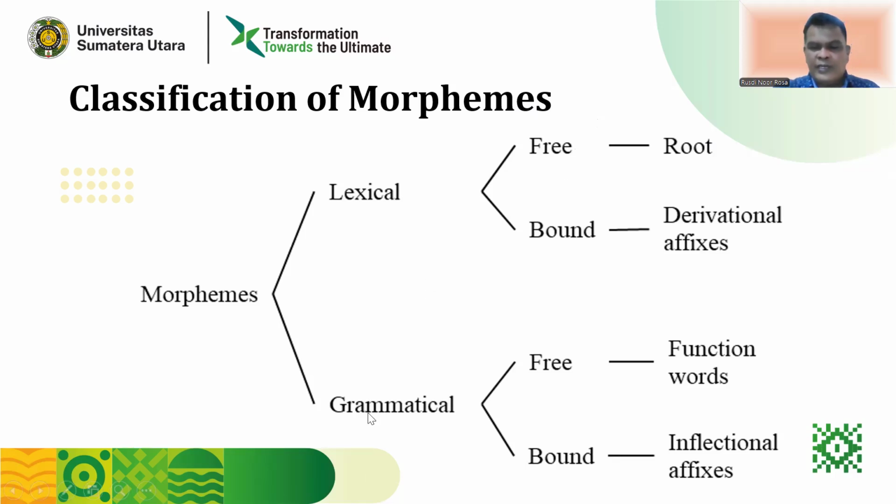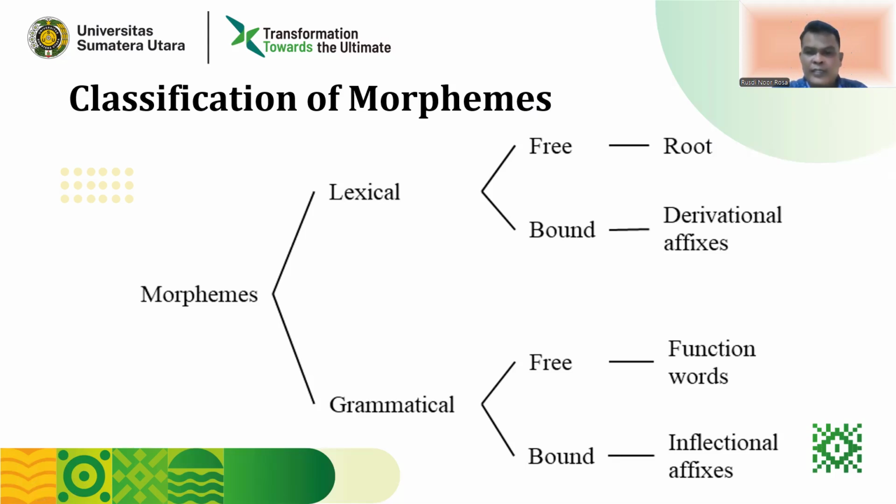The next one is grammatical morphemes. The free morphemes that belong to grammatical morphemes are function words. And as you know, function words have nothing to do with the enrichment of the number of vocabulary in a certain language. Function words include preposition, conjunction, pronoun, auxiliaries, and articles. So these are function words, and they are needed to fulfill the grammatical structure of a word.